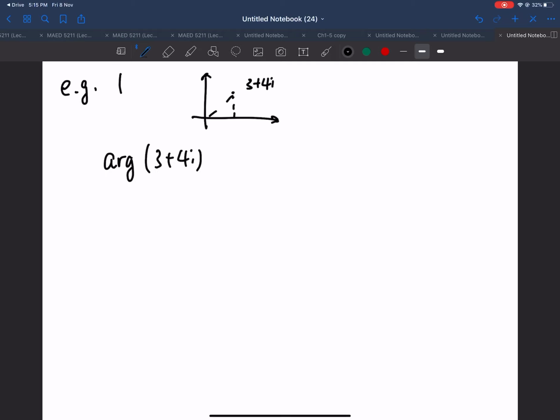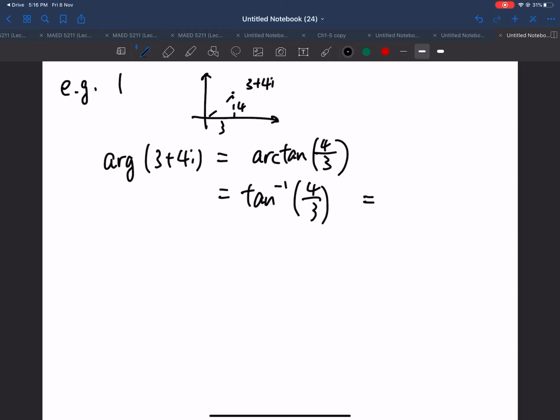Tangent. It is arctangent of 4 over 3. So you just don't consider the i? Yes, because it's just the sign, 4 and 3 here. It is tan to the power of negative 1. Yes, tan negative 1. Remember, you need to use radian.